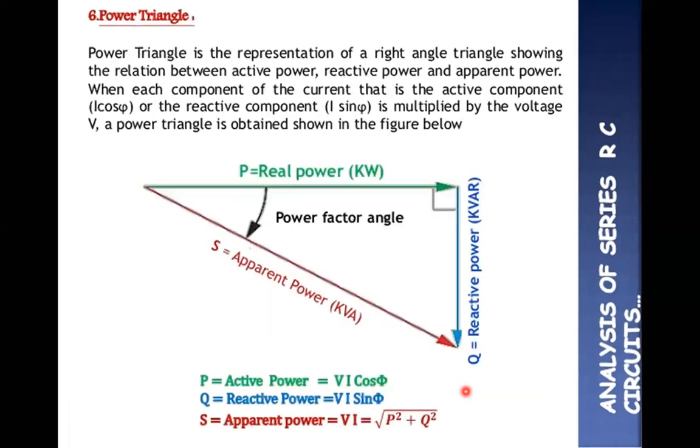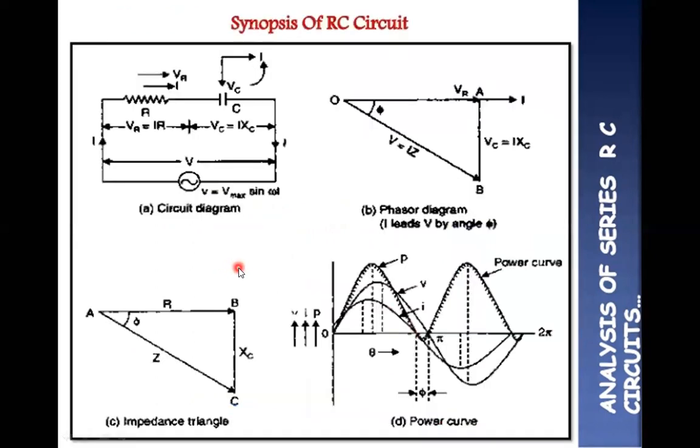This is the same way as we did for the RC combination. This is for the RL combination, the power triangle. We can see this is the real power, reactive power, and this is the apparent power. So active power is equal to VI cos phi, reactive power is VI sin phi, and the last is apparent power, which is nothing but VI, and can be written as under root of P square plus Q square. If this is P and this is Q, then under root of P square plus Q square is nothing but S, according to Pythagoras theorem.